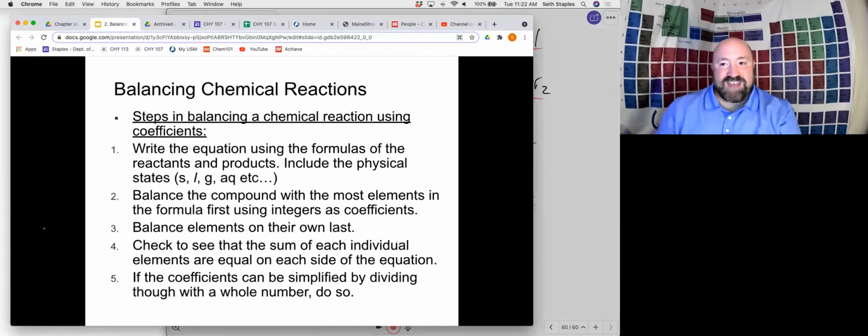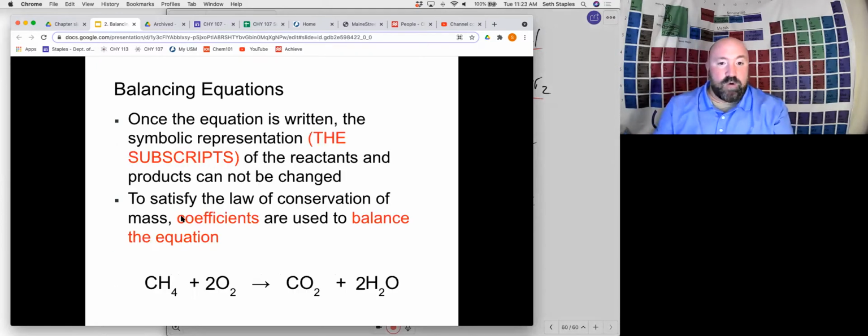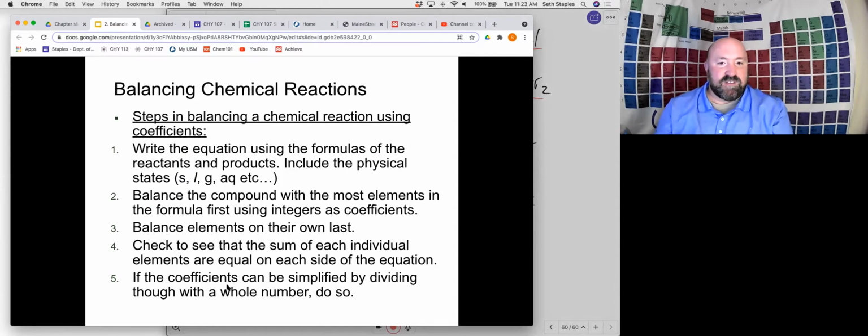And so your basic steps in writing a balanced chemical equation is you're going to write out the equation using the formulas and the rules for formulas that we've talked about. And then you're going to balance the compound with the most elements in the formula first. This is just a general guideline: look for the compound that has the most elements in it and balance that in other areas. Anything that's on its own, such as in this one, O2 was by itself, save that for last. That's usually easiest. Check to see that the sum of each individual element is equal on both sides.